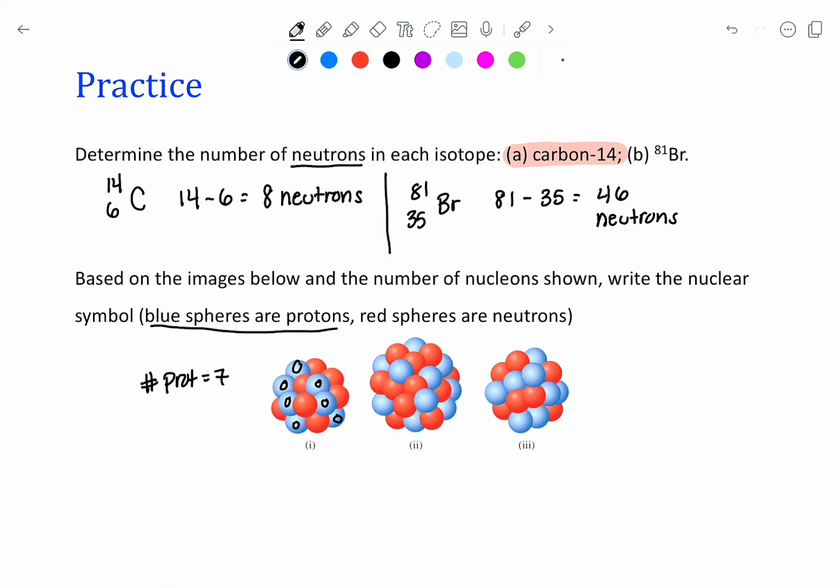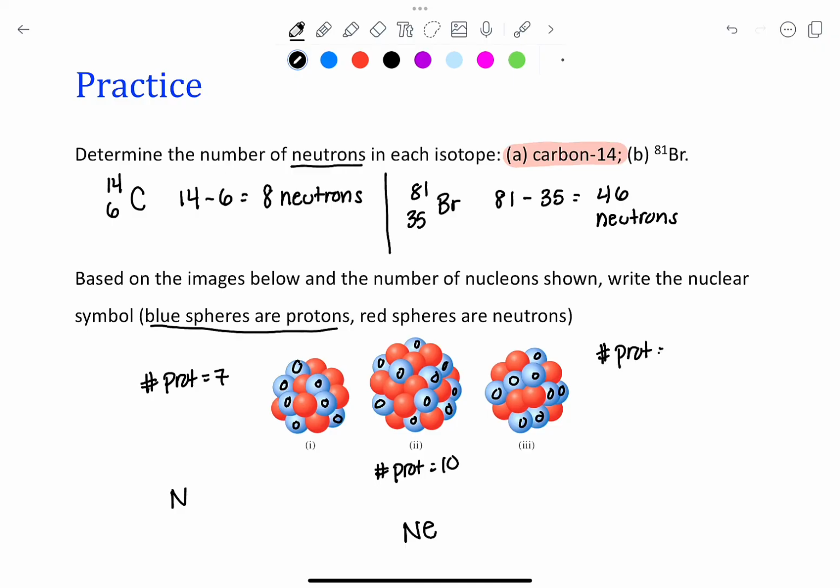Okay, so element 7 is nitrogen. In number 2, I have 1, 2, 3, 4, 5, 6, 7, 8, 9, 10. So the number of protons is equal to 10. Element number 10 is Ne, neon. That's the symbol for neon. And then in our last one, we have 1, 2, 3, 4, 5, 6, 7, 8. We have 8 protons, meaning this is element number 8, or oxygen.